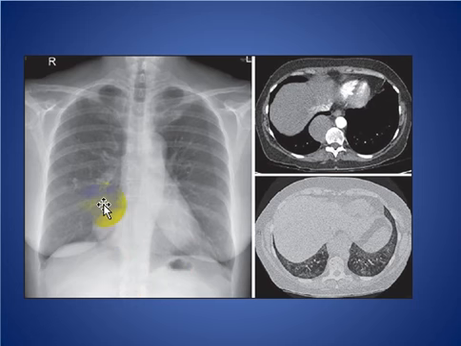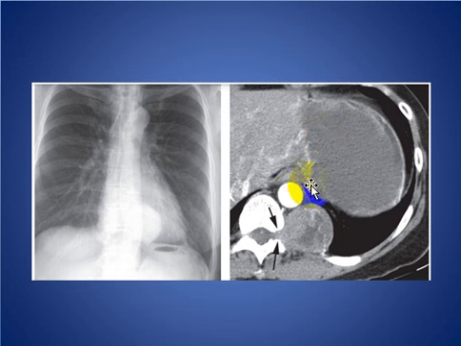This is a mass lesion in the right lower chest. Here you see that the mass is not silhouetting with the heart, so it is located posteriorly, and the mass on the CT scan is paravertebral and consistent with neurogenic tumor.